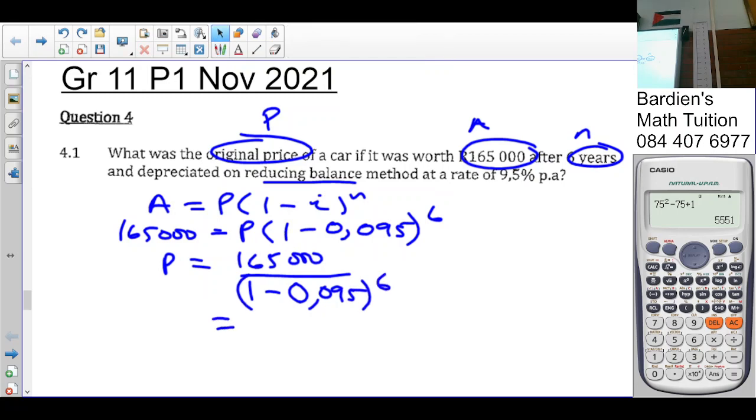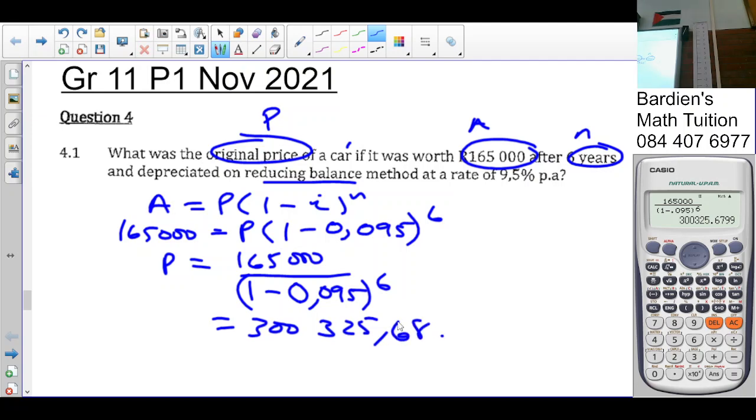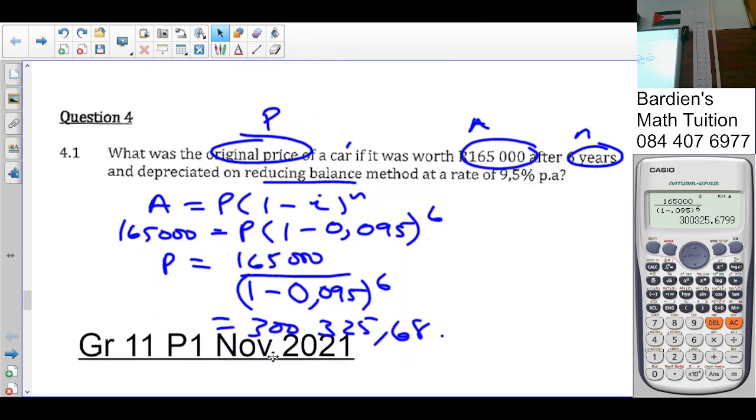Okay, that is fairly simple. 165,000 over 1 minus 0,095 to the exponent 6. The original price of the car was 30,325,68. That was the original price of the car. Okay? Don't forget the reducing balance method formula is applied there.